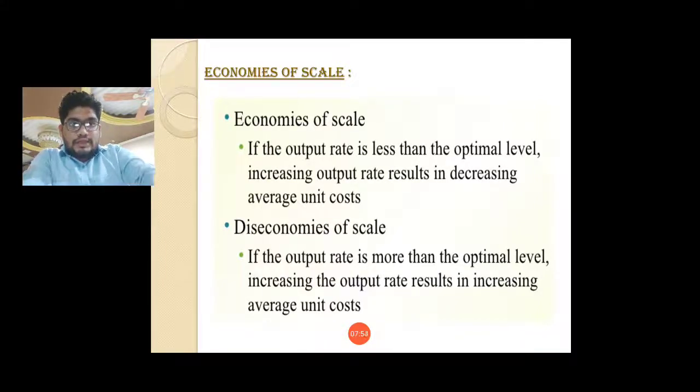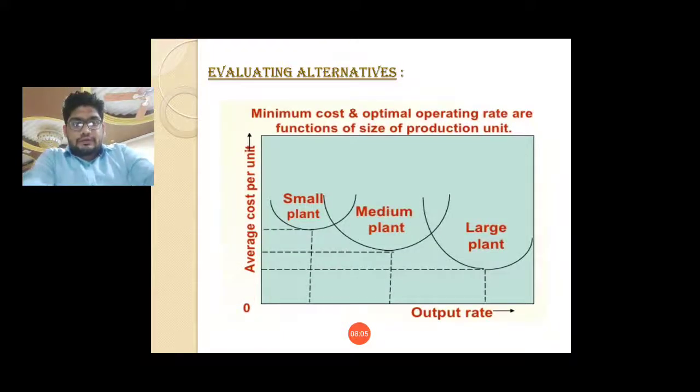The economies of scale. If the output rate is more than the optimal level, increasing the output rate results in increasing average unit cost. It will increase the cost per unit. Fine. Evaluating alternatives.